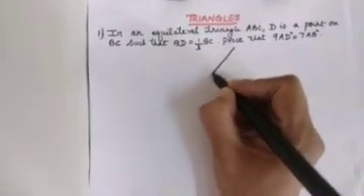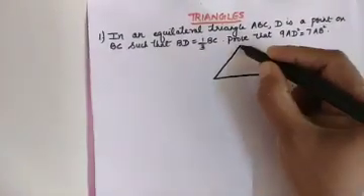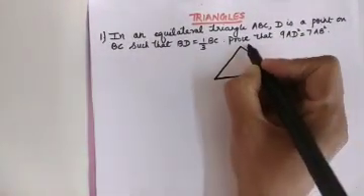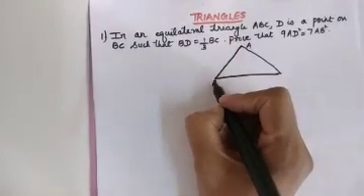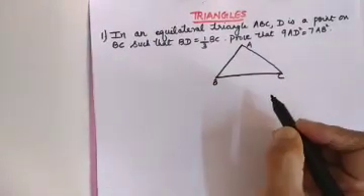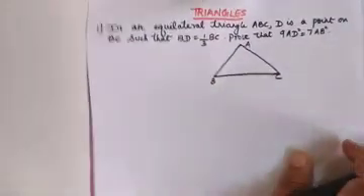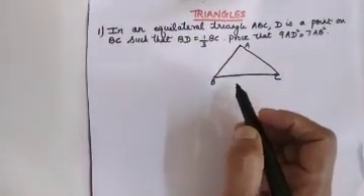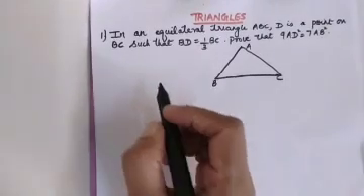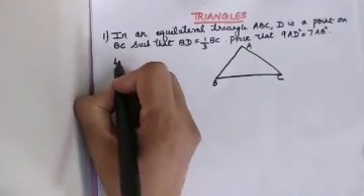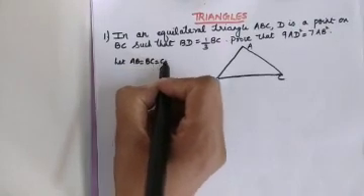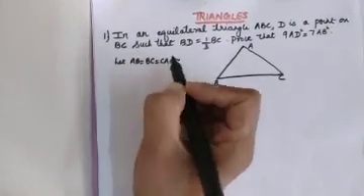You have to draw an equilateral triangle. You know that in an equilateral triangle all the three sides are equal. So let ABC be an equilateral triangle. Here all the three sides are equal, so take it as X. So let AB equal to BC is equal to CA equal to X.